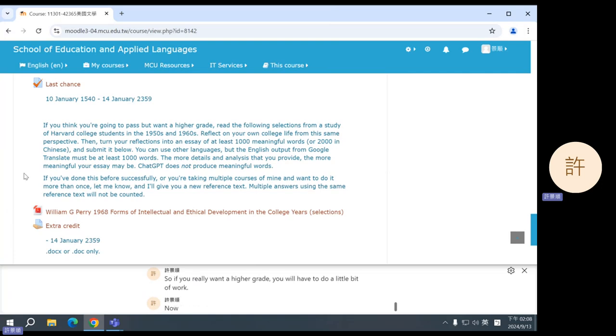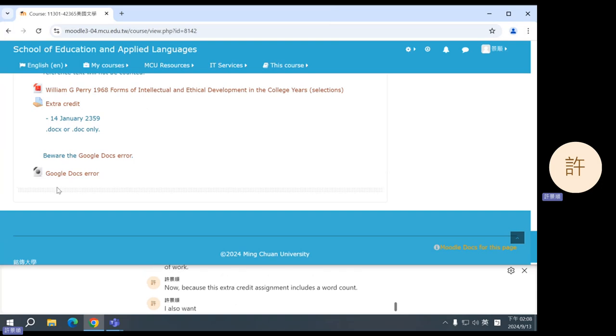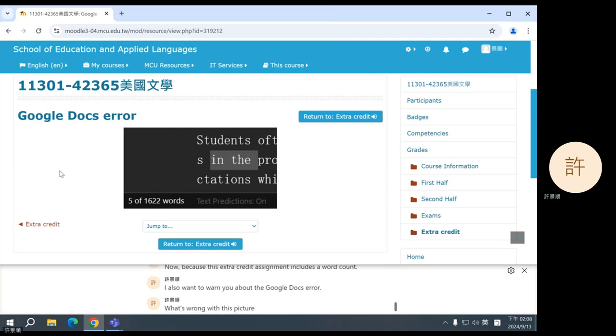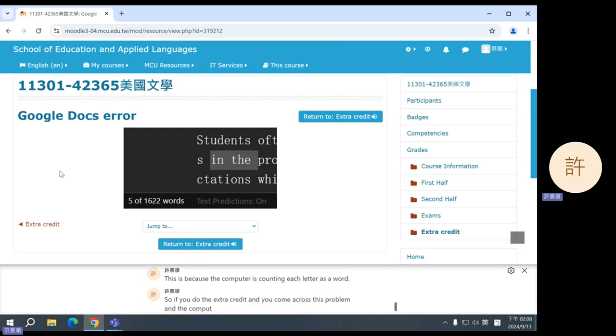Now, because this extra credit assignment includes a word count, I also want to warn you about the Google Docs error. What's wrong with this picture? There are two words selected, but the computer says it's five words. This is because the computer is counting each letter as a word. So if you do the extra credit and you come across this problem, and the computer says you have 1,000 words, actually you only have 1,000 letters. So if you do the extra credit, please be careful.